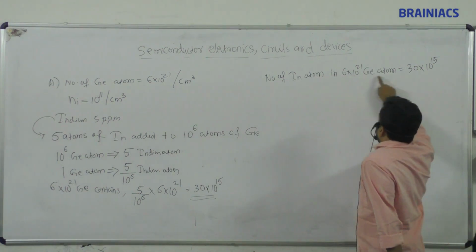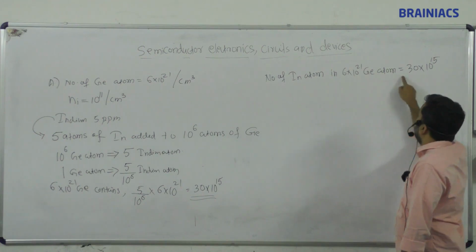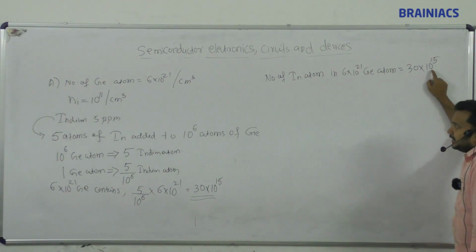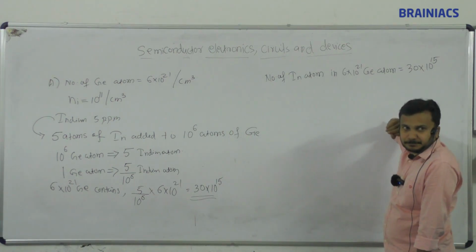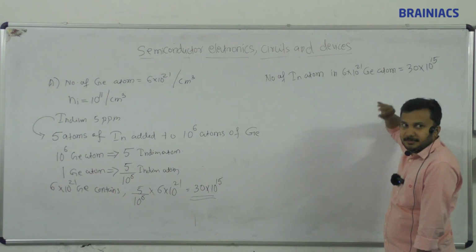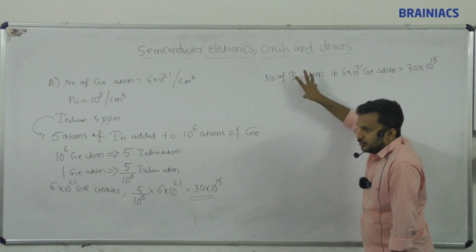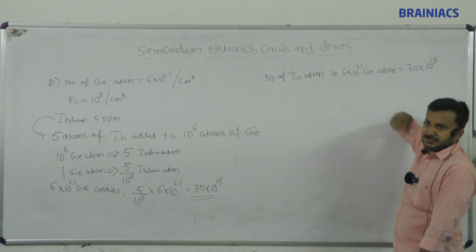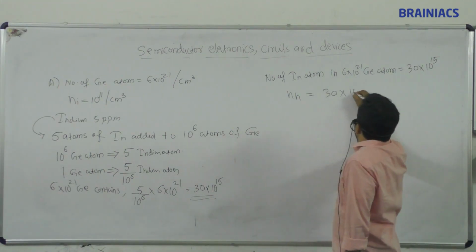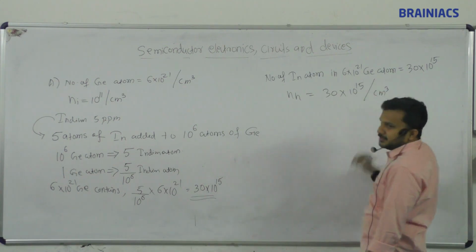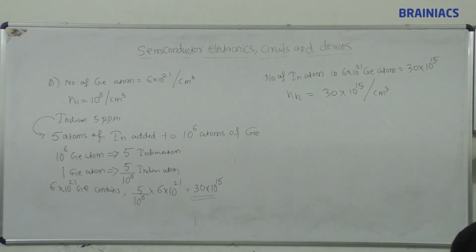So number of indium atoms in 6 into 10 power 21 germanium atoms is equal to 30 into 10 power 15. Indium is which group element? 13th, right? Boron, aluminum, gallium, indium, thallium. So this concentration of indium is an electron concentration or hole concentration? This is hole. So this is nothing but NH equal to 30 into 10 power 15 per centimeter cube. All are in centimeter cube. So 30 into 10 power 15 per centimeter cube.